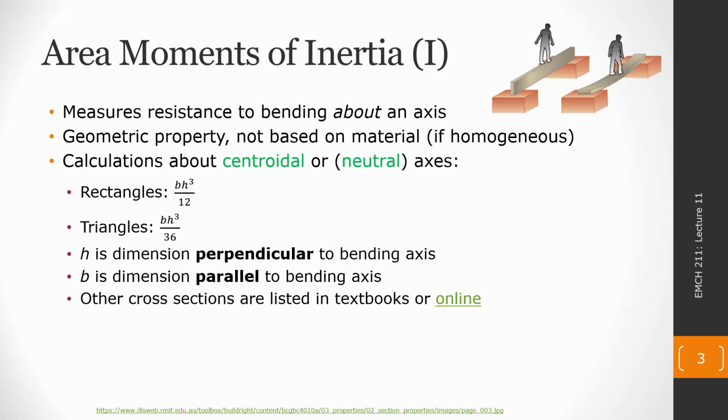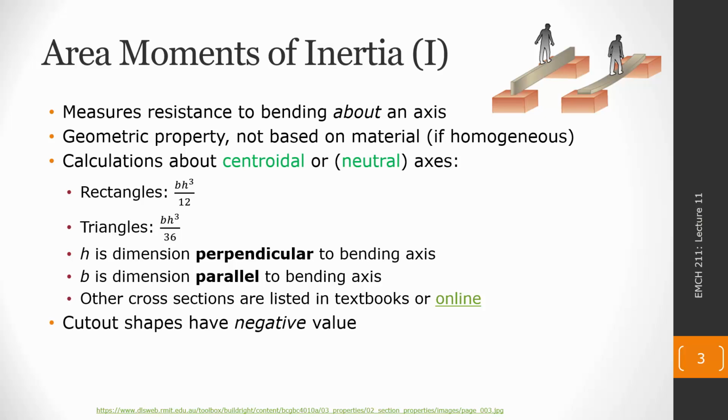Now, there's other cross sections that we can calculate, and we'll see some on the forthcoming slides. But if we have a very strange cross-sectional shape, we might be able to look it up and compute it, or we're going to be able to turn it into a composite shape made up of several rectangles, triangles, circles, etc.